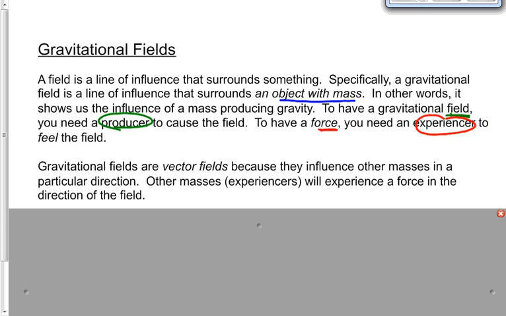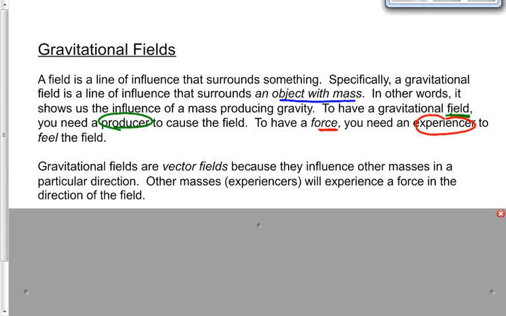Now, just like with other quantities like forces and velocities and accelerations, we still distinguish between vectors and scalars. Some fields are vector fields, some fields are scalar fields. In other words, some fields have a direction associated with them, some don't. Gravitational fields are vector fields. They influence things in a direction.